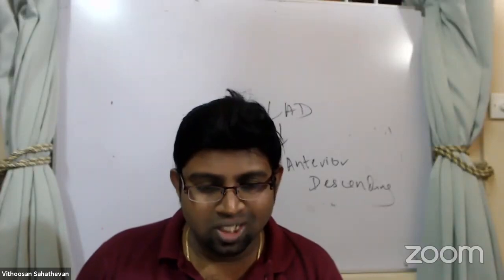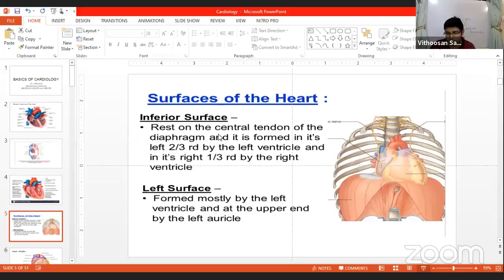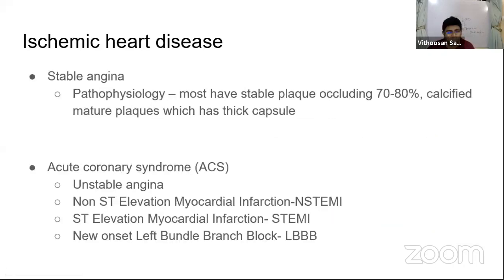Right. So the next presentation, how an ischemic heart disease can come to you, is by something called acute coronary syndrome. These are the people who come with acute, sudden chest pain. In layman's terms, you call this a heart attack. What a layman means by the word heart attack is acute coronary syndrome.